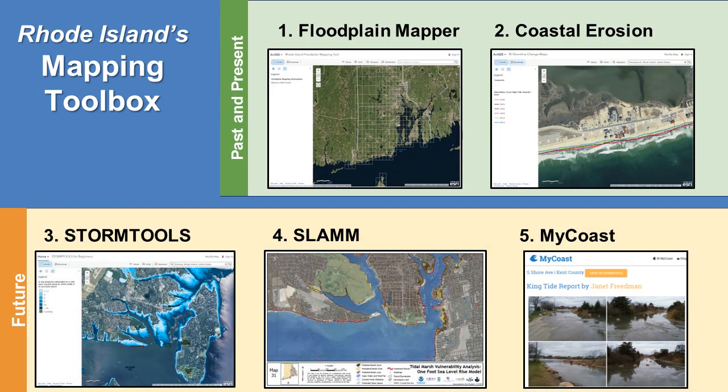To assess future risk, Storm Tools allows us to visualize how sea level rise and storm events are likely to cause flooding along Rhode Island's coastline. The SLAM, or Sea Level Affecting Marshes model, shows how salt marshes are likely to migrate or drown in place with sea level rise. Lastly, My Coast is an online photo bank where anyone with a camera or smartphone can upload photos showing actual flooding events in their community.